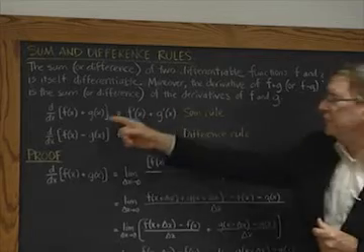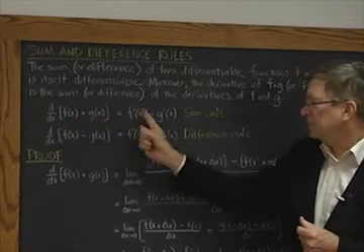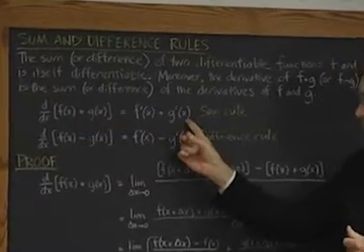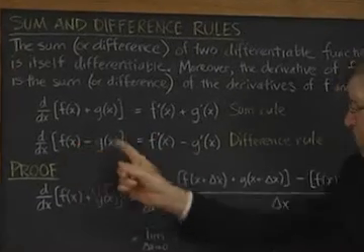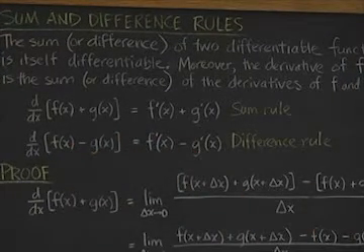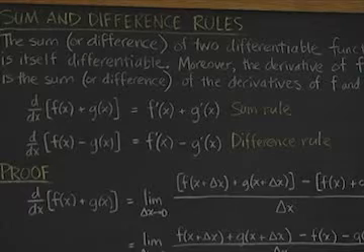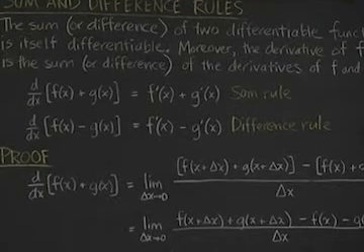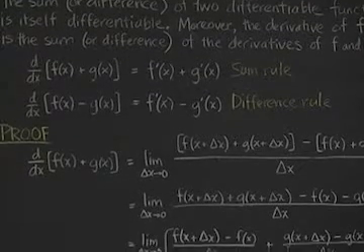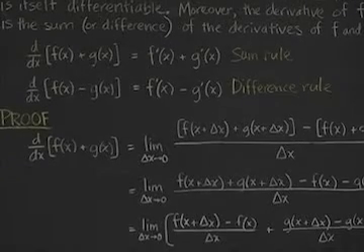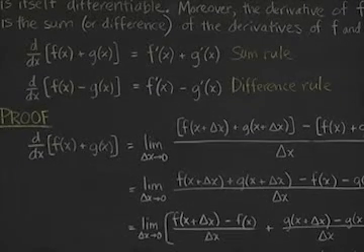That is, the derivative of f plus g is the derivative of f plus the derivative of g, and in a similar fashion for the difference of two functions. Let's prove it for the sum, and the proof for the difference is very, very similar. Here's how it goes. We'll go back to the definition of derivative.